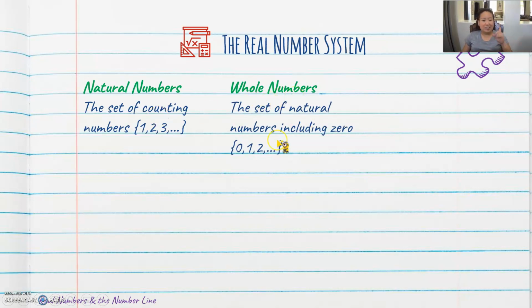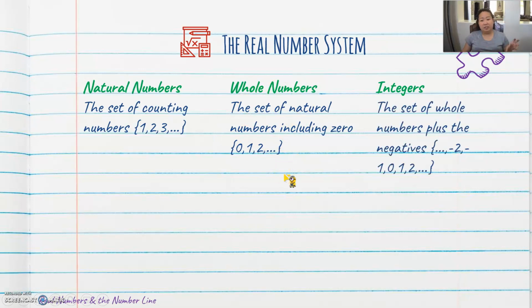So you see here, the only difference between the natural numbers and the whole numbers is the number 0. Integers, on the other hand, are the whole numbers plus the negatives as well. So as you can see, you have your negative values and the positive values. That's when you have your integers.